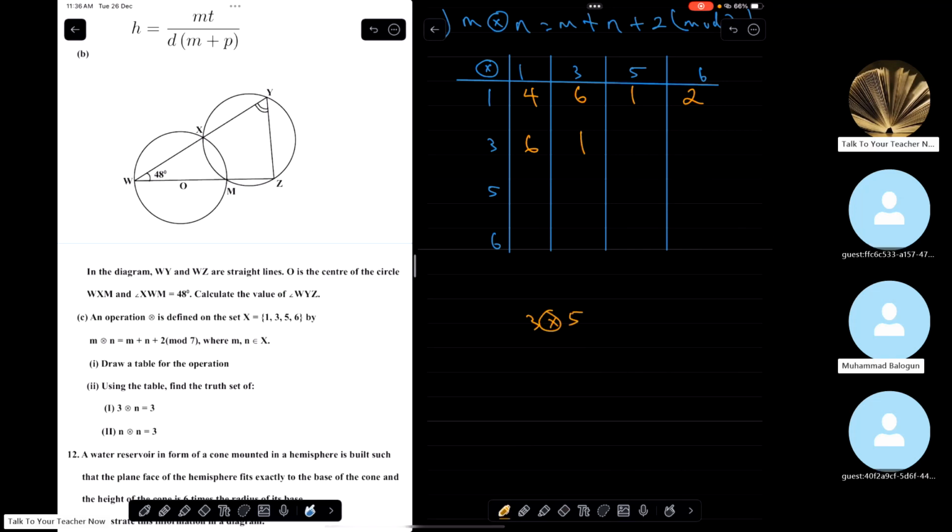3 circle times 5, Ajara, is what? 3 plus 5 plus 2 mod 7. 3 plus 5 is 8. 8 plus 2, oh, 10. Correct. Sorry about that. Now, what's the next one?